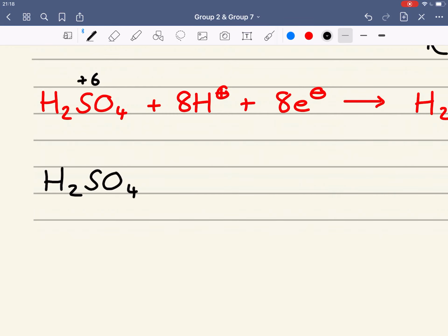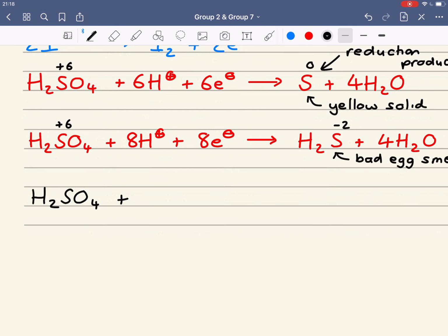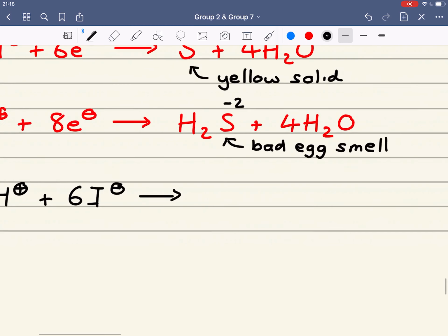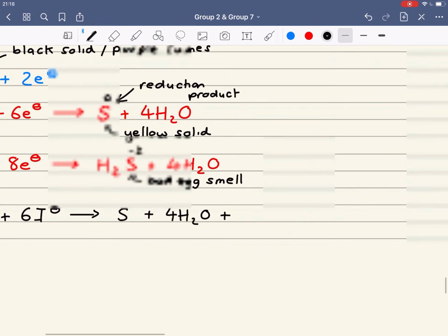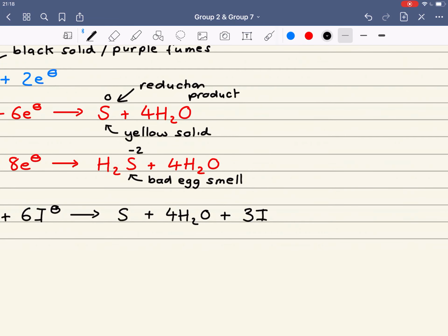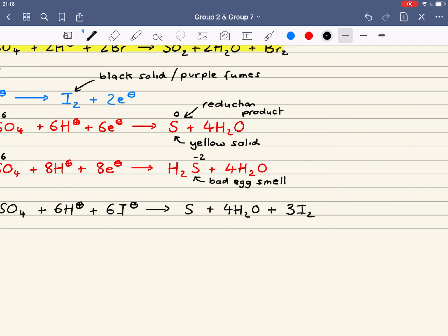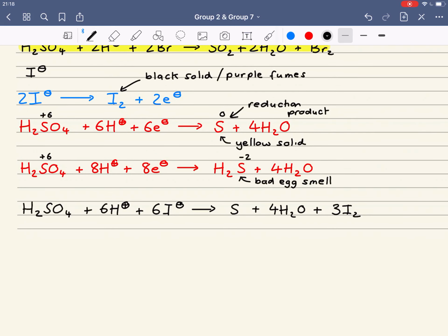So you'd get H2SO4 plus 6H+, and then 6I-. And this is if we want to produce sulfur as a product. That would give you sulfur, 4H2O, and this time we would now get 3I2. So that's the overall equation if sulfur is the reduction product.